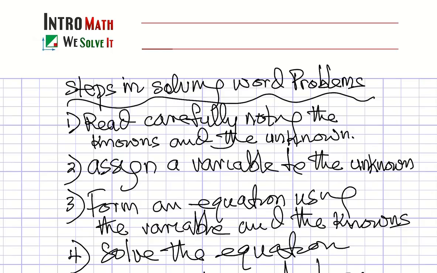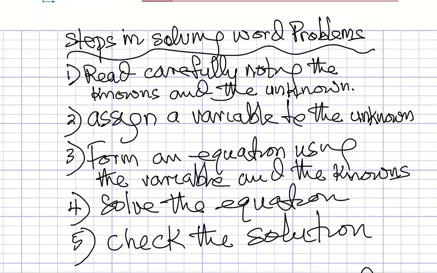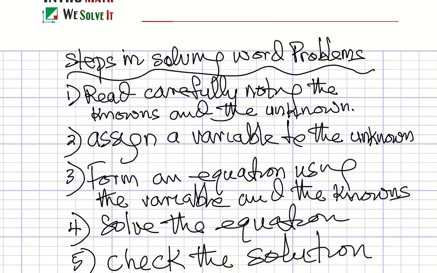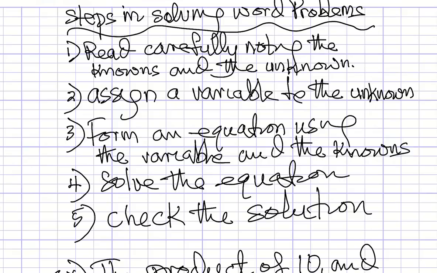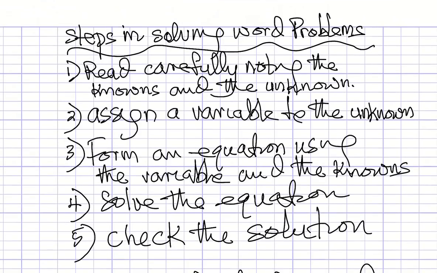And then 2, assign a variable to the unknown. Because we're going to be looking for the unknown, so the unknown is what you're going to represent as a variable, okay? And then number 3, form an equation using the variable and the knowns, right? And then number 4, solve the equation. Number 5, check the solution. Number 5 is important. You must check the solution.